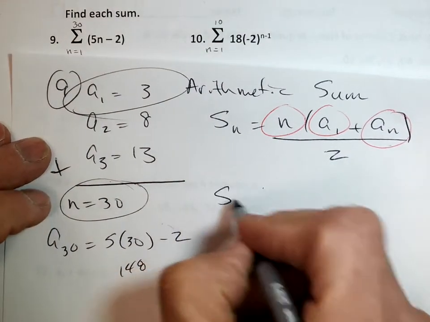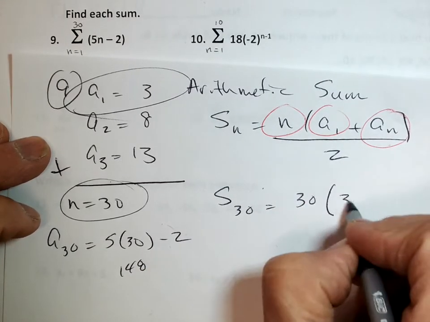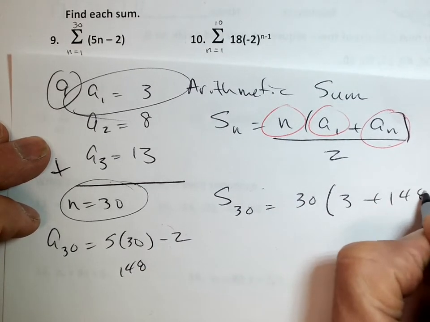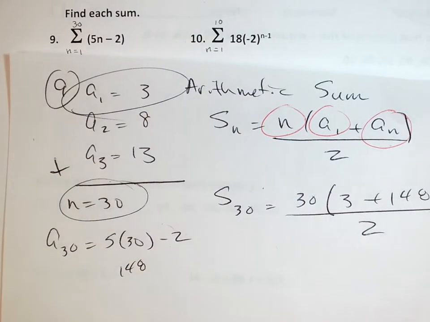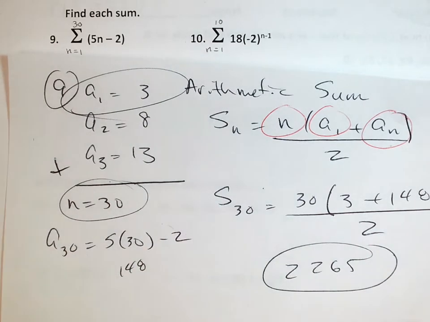So S of 30. 30 times 3 plus 148, divided by 2. Calculator time, right? 30 times 3 plus 148, divided by 2. And I get a grand answer of 2,265. Okay? Not bad?